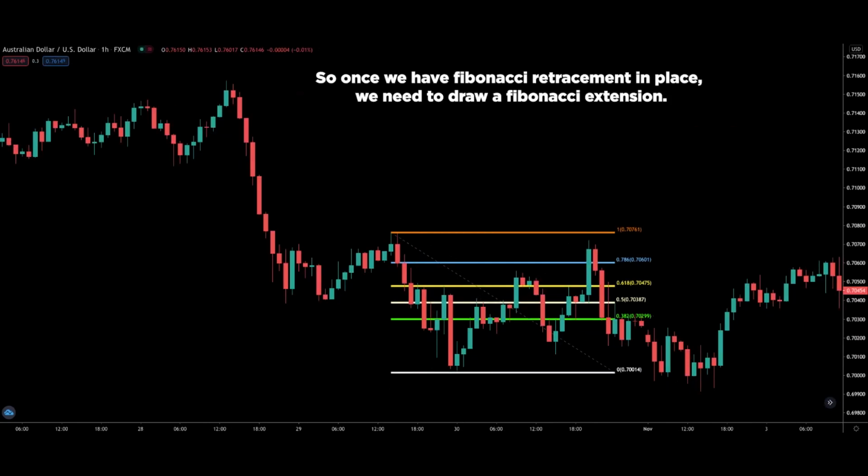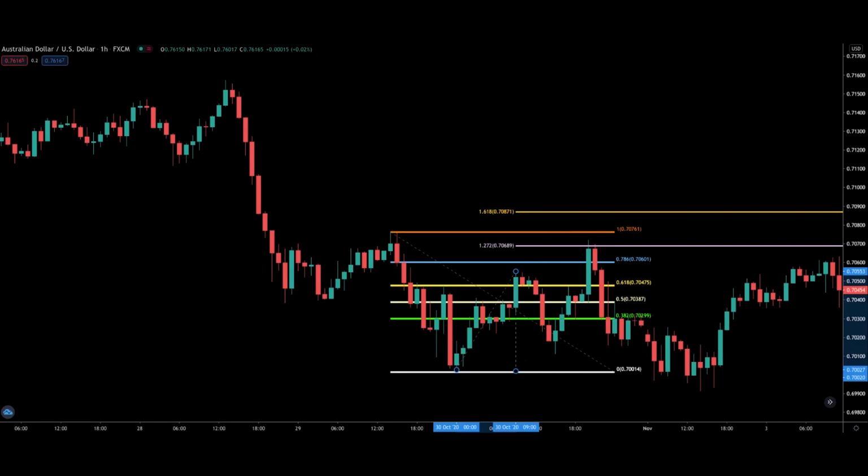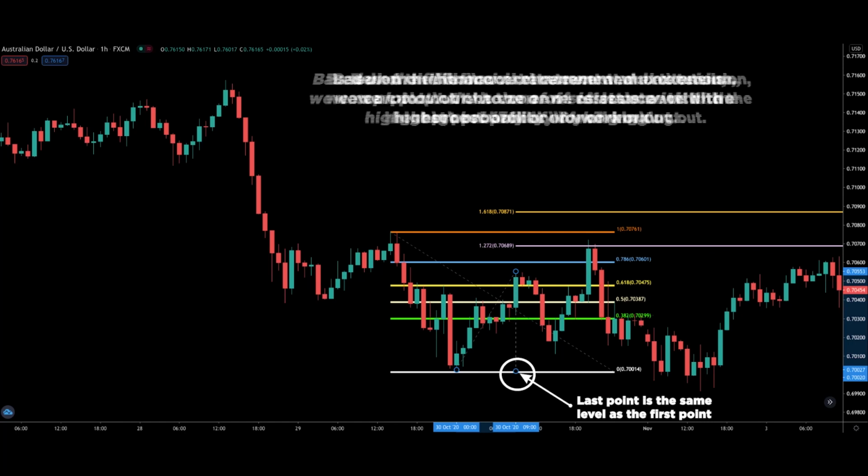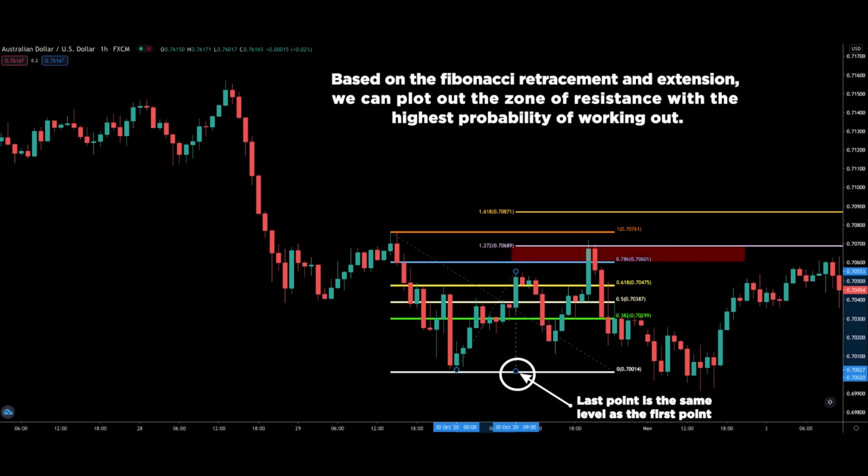So once we have the Fibonacci retracement in place, we need to draw a Fibonacci extension. And that only happens when price makes a 3-wave price structure and breaks the high here. When we see this, we use the Fibonacci extension tool and connect the swing low to swing high and back to the swing low. Again, remember that the last point of the Fibonacci extension goes to the same level as the first point. Based on the Fibonacci extension and retracement, we can plot out the zone of resistance with the highest probability of working out.